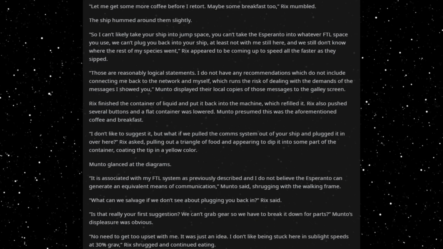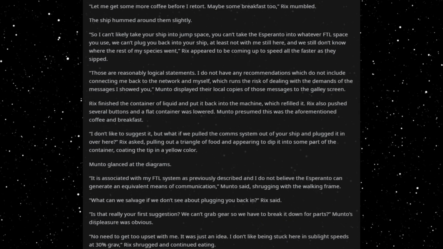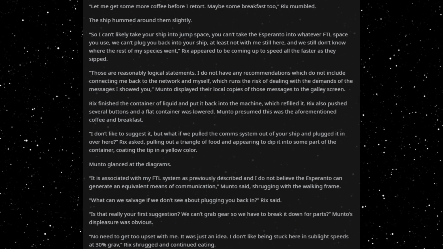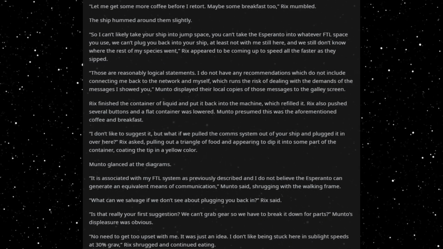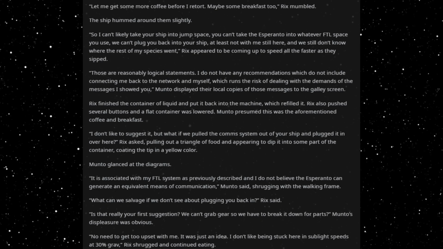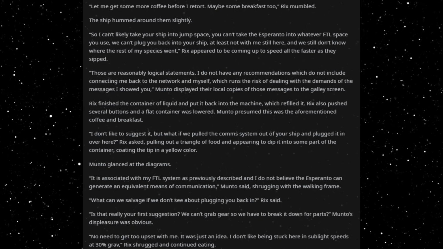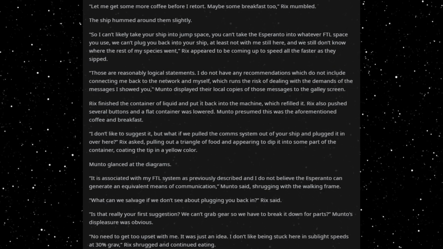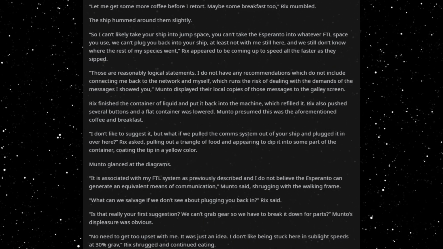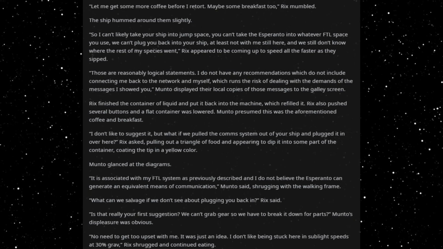Munto glanced at the diagrams. "It is associated with my FTL system as previously described, and I do not believe the Esperanto can generate an equivalent means of communication," Munto said, shrugging with the walking frame. "What can we salvage if we don't see about plugging you back in?" Rix said. "Is that really your first suggestion? We can't grab gear, so we have to break it down for parts?"